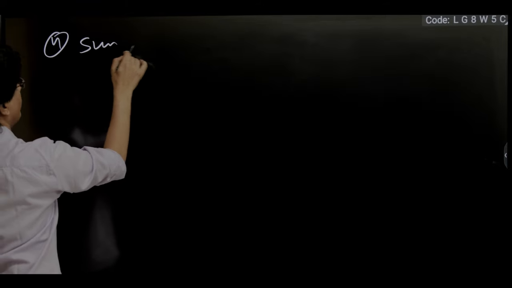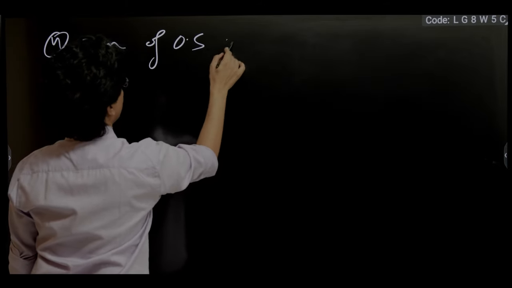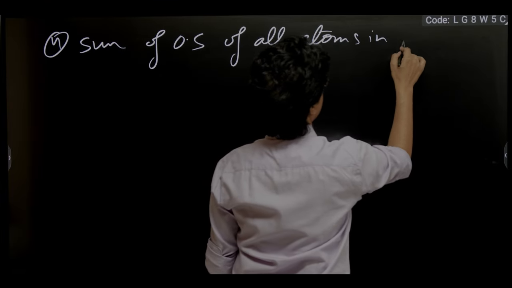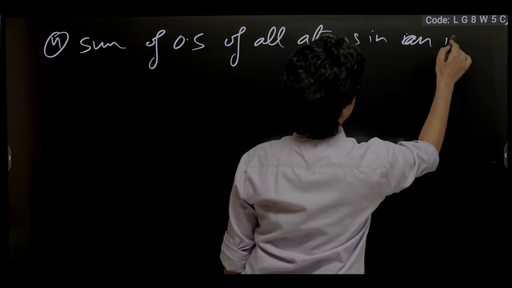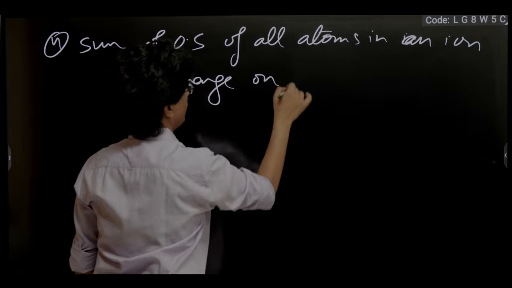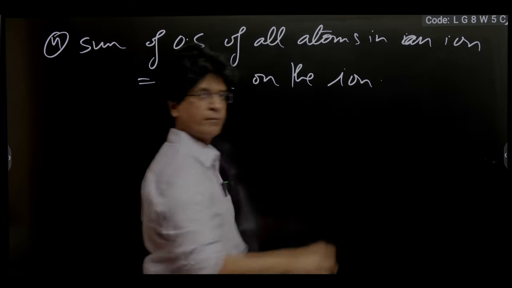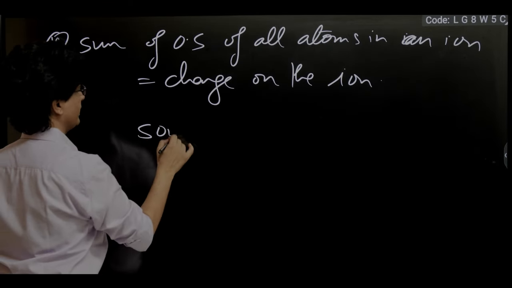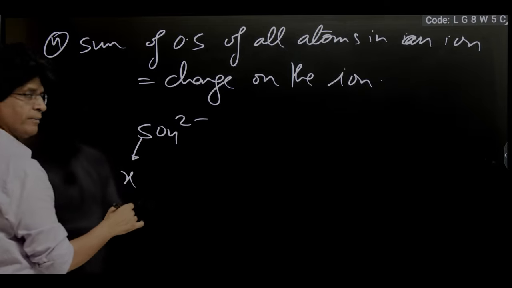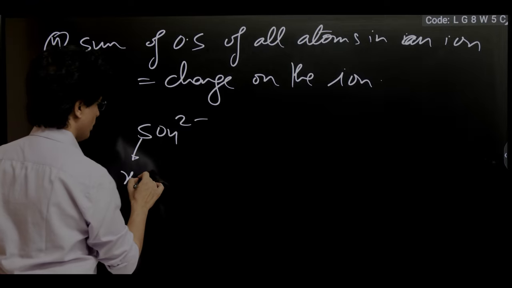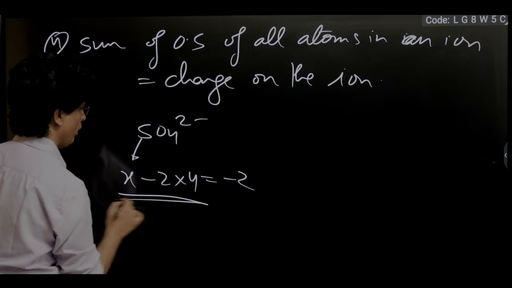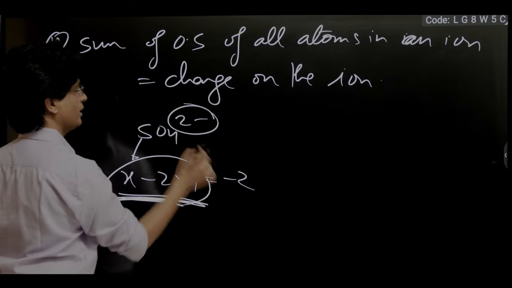So over here, let's have the next one. The sum of the oxidation states of all atoms in an ion is equal to the charge on the ion. Okay, say for example, if I have sulfate, SO4 2 negative, in that case I'm assuming that sulfur is X, and each oxygen is minus 2, so minus 2 into 4 plus X will be equal to what? Minus 2. The sum of all the oxidation states is equal to the charge on the ion.